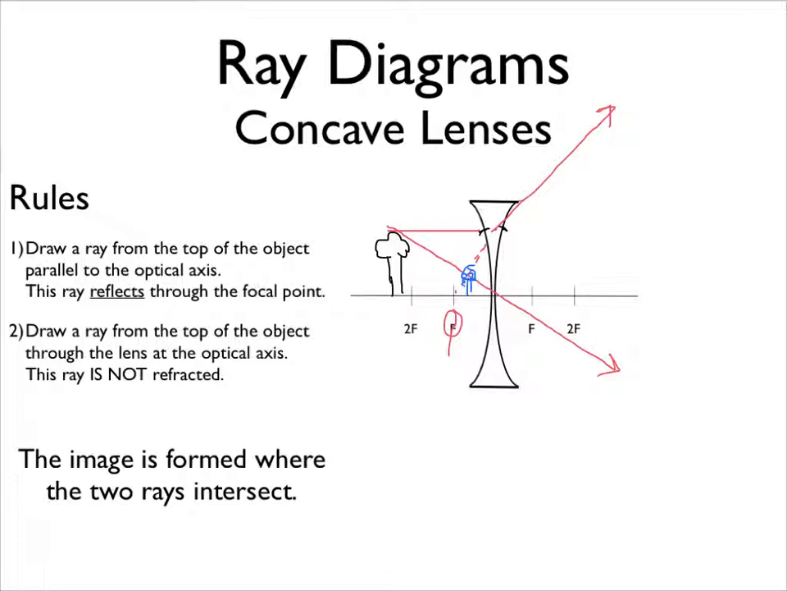So double concave lenses never produce real images because this light wave and this light wave don't actually intersect. The image is formed here by sort of a virtual realm. This is a virtual image. What that means is that image could never be projected onto a screen.